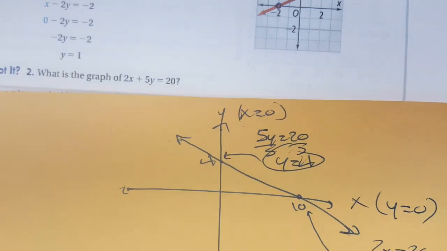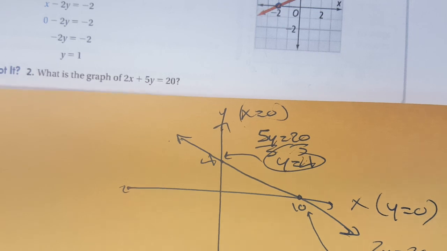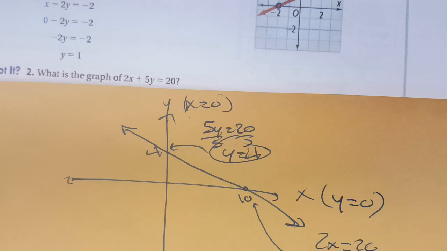Once you have those 2 intercepts, you have 2 points. And once you have 2 points, you can play connect the dots and make a story. That's how easy that problem is. Hide and divide, and then play connect the dots.